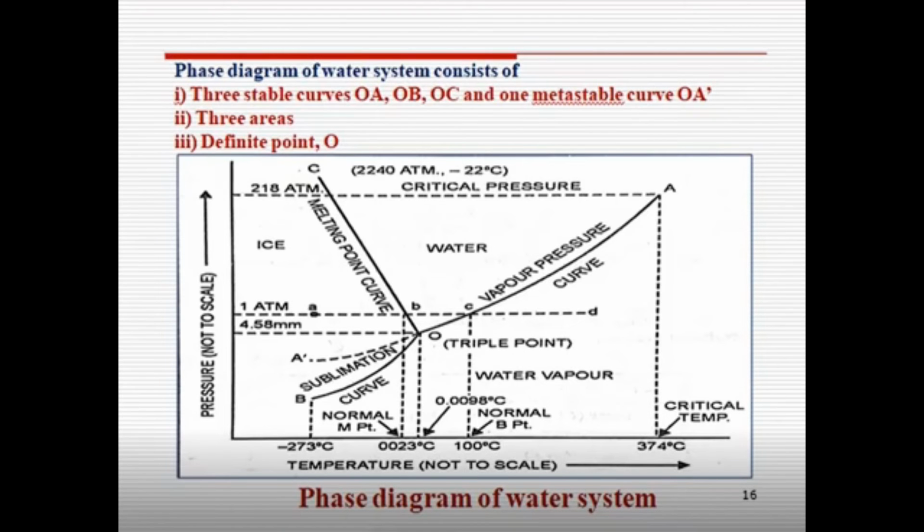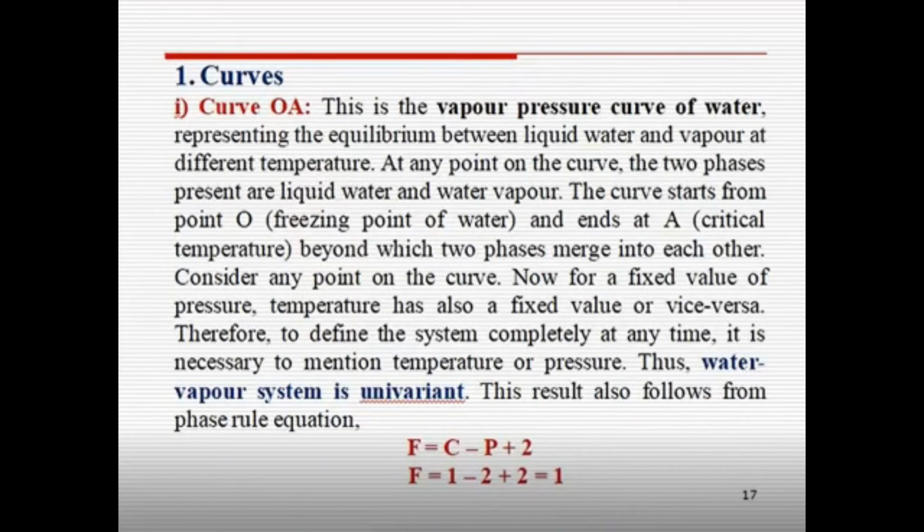Look at the curve OA in the diagram. It represents the equilibrium between water and vapor phase, that is, between liquid water and vapor. That means it is the vapor pressure curve of water. The curve starts from point O, which is the freezing point of water, and ends at point A, which is the critical temperature, beyond which the two phases merge into each other.